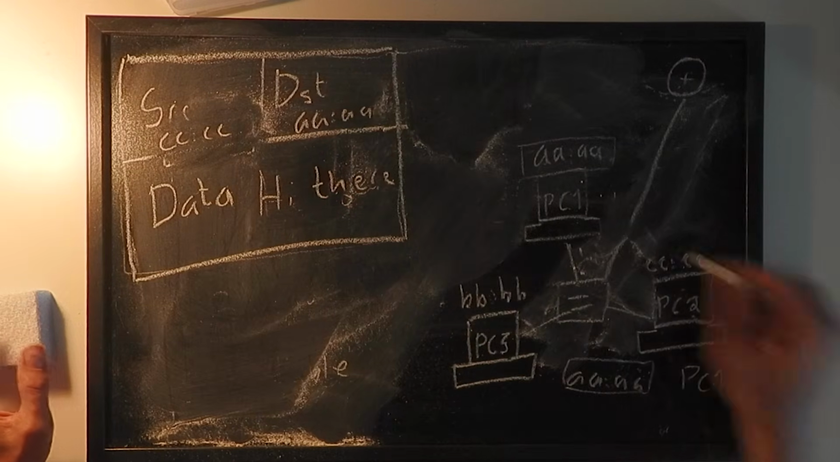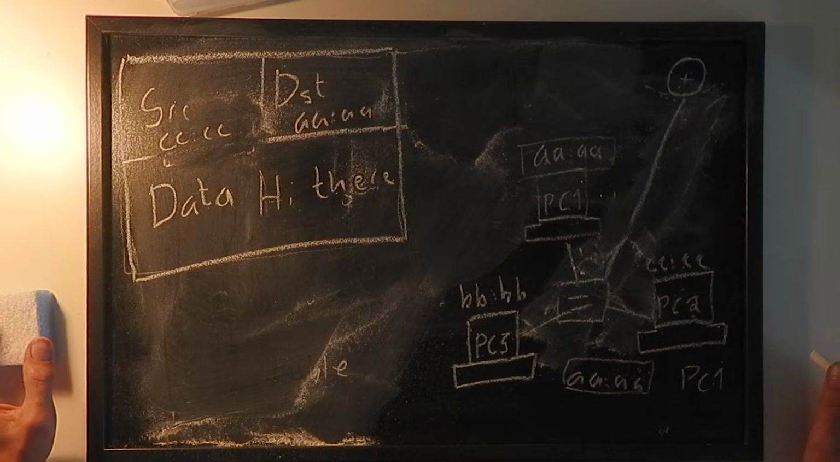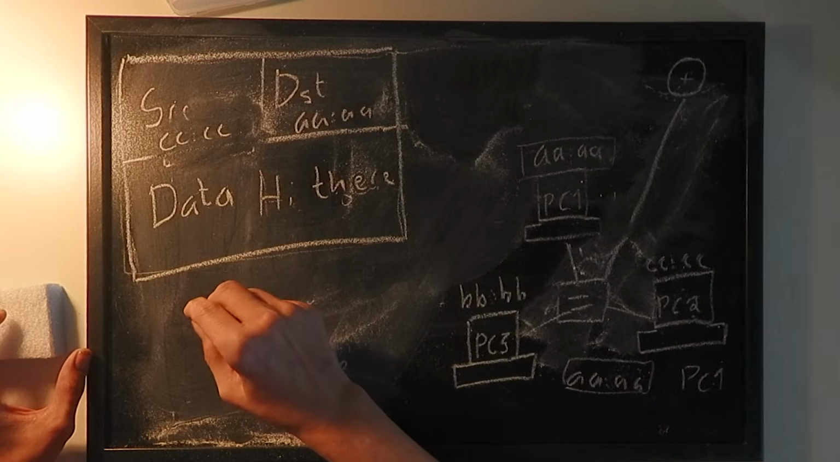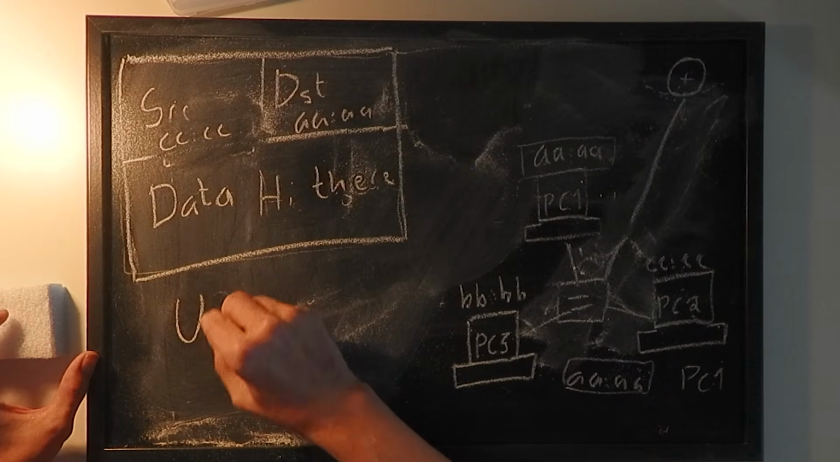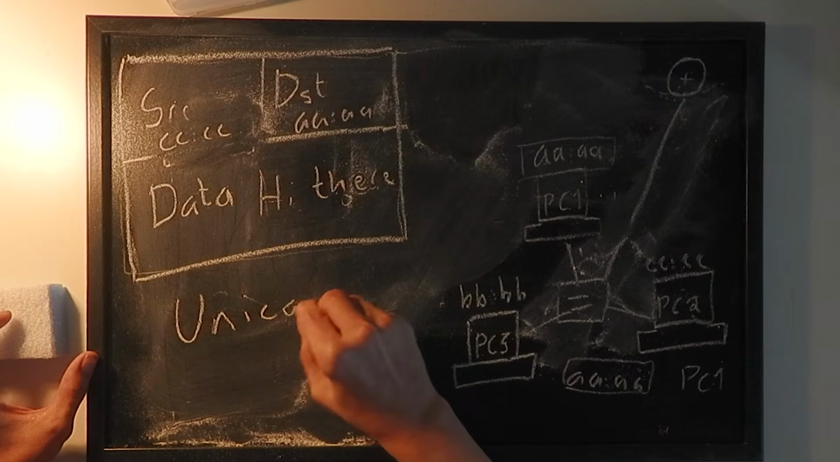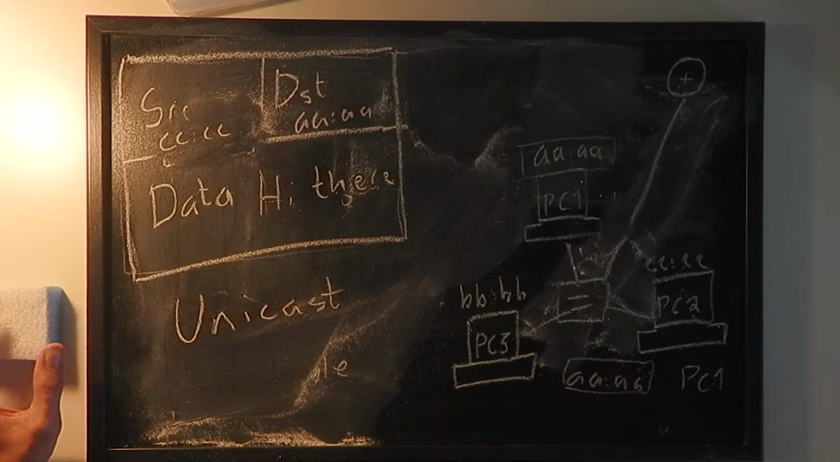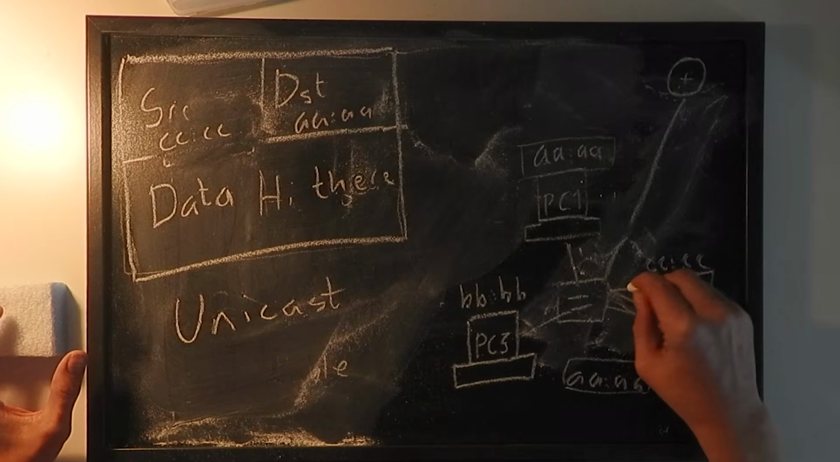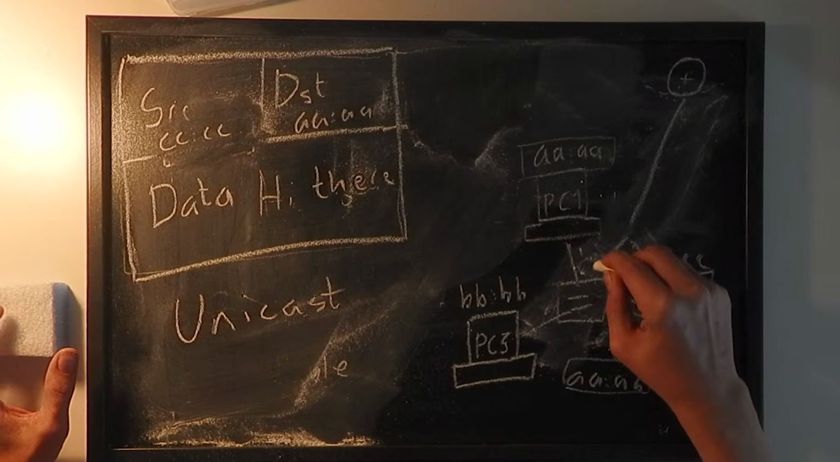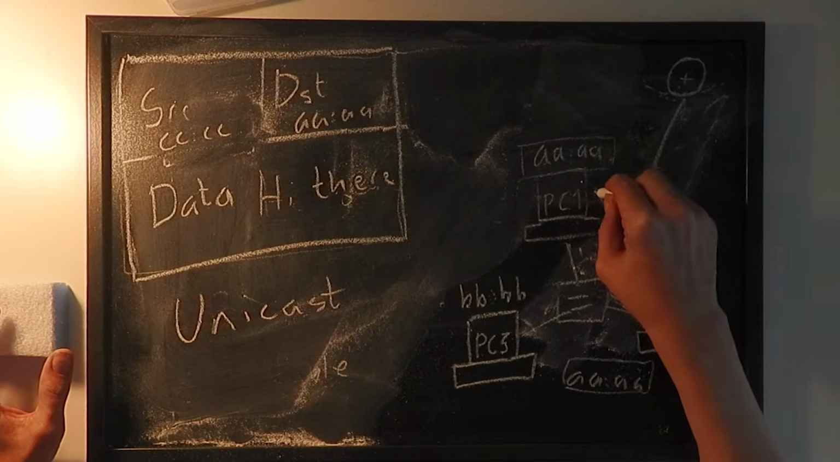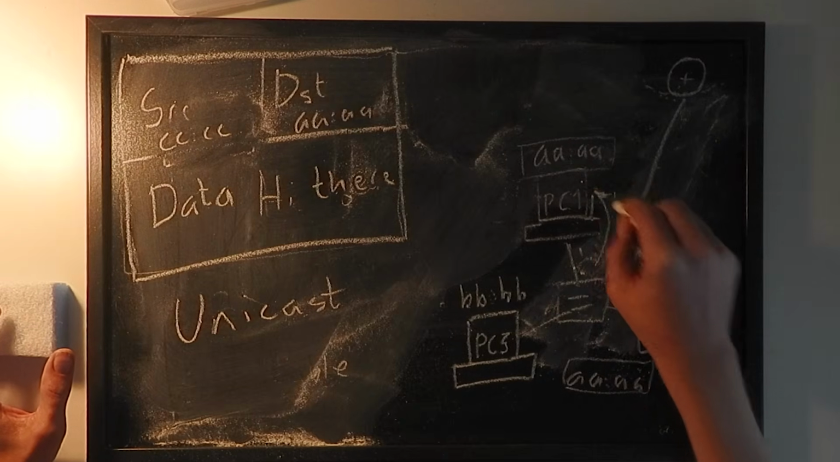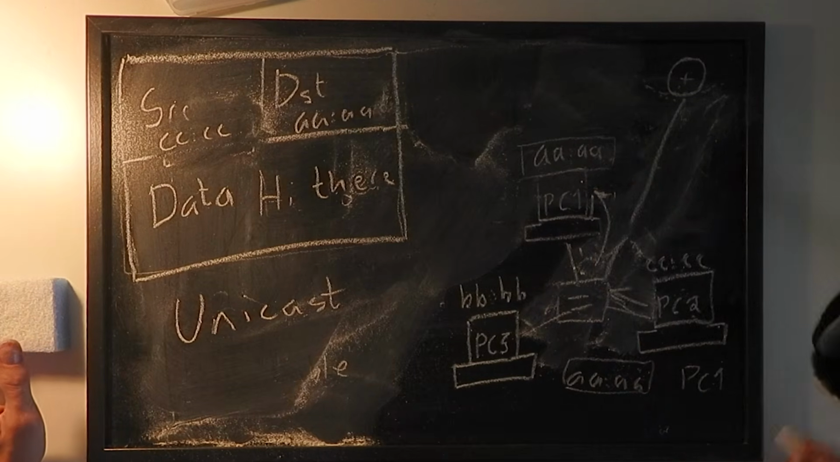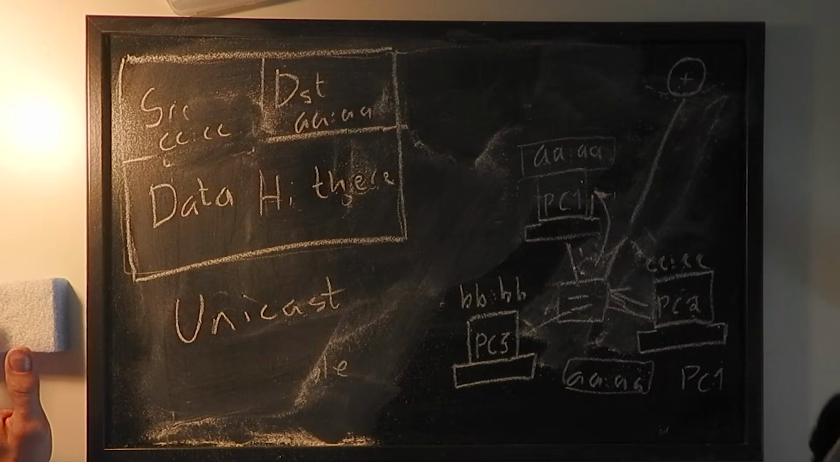And when we have the MAC address of an end device in the destination field, this is called a unicast frame. And what will happen is this is going to be sent to the switch, and the switch is going to send this frame to PC1, but not to anyone else. And this is the most optimal way of communication.